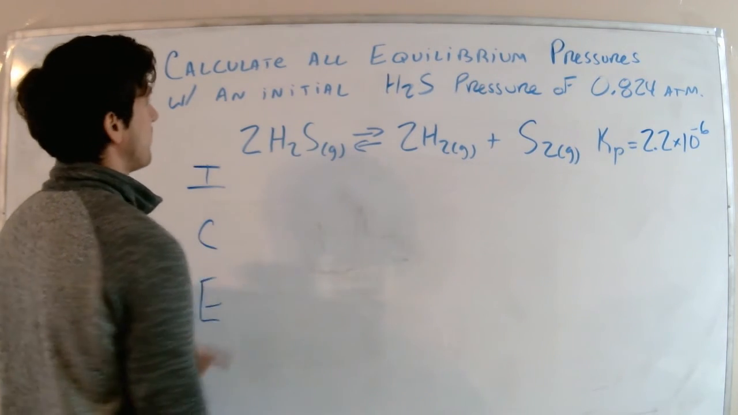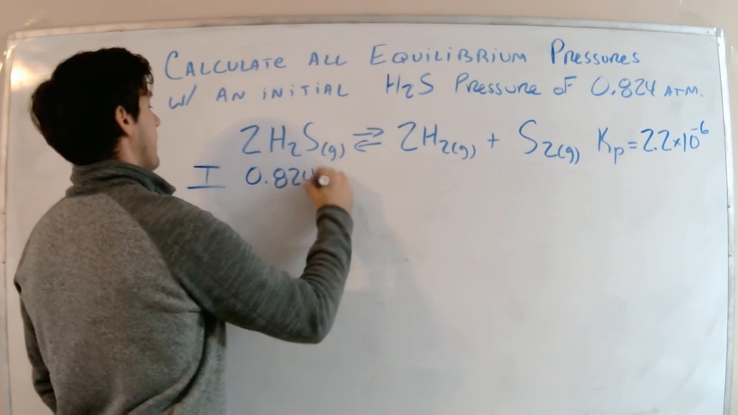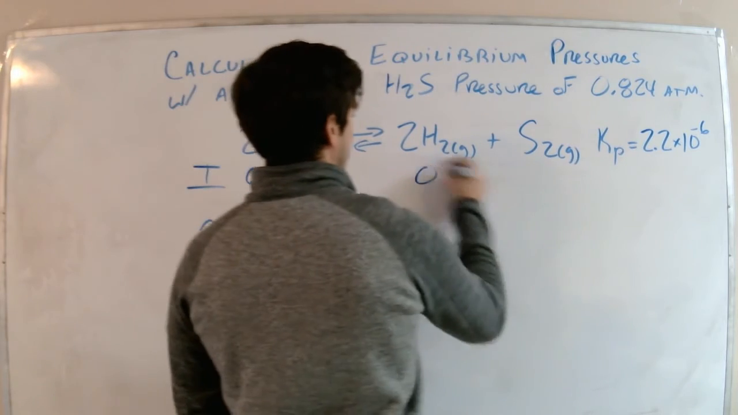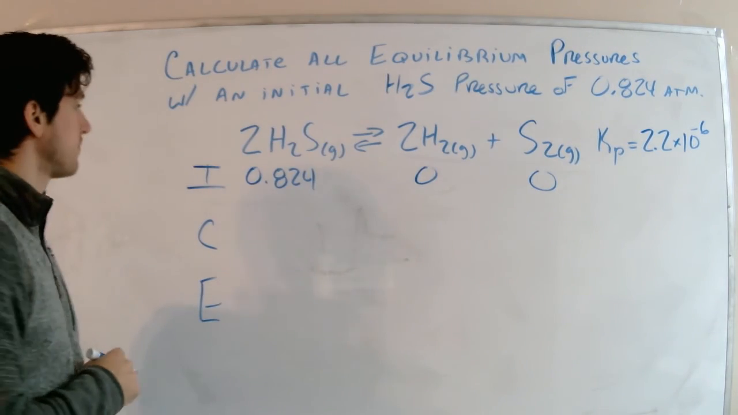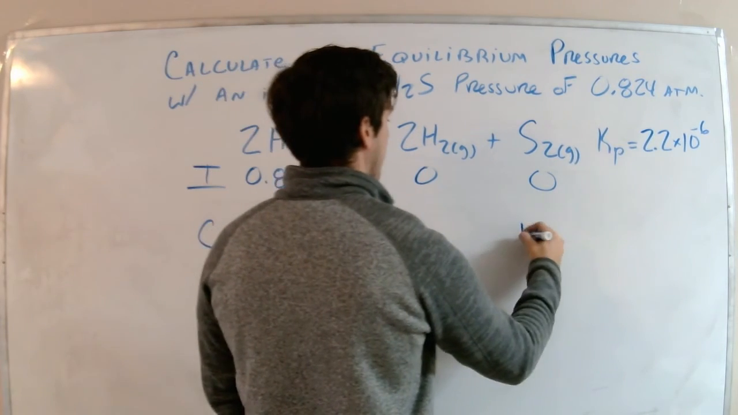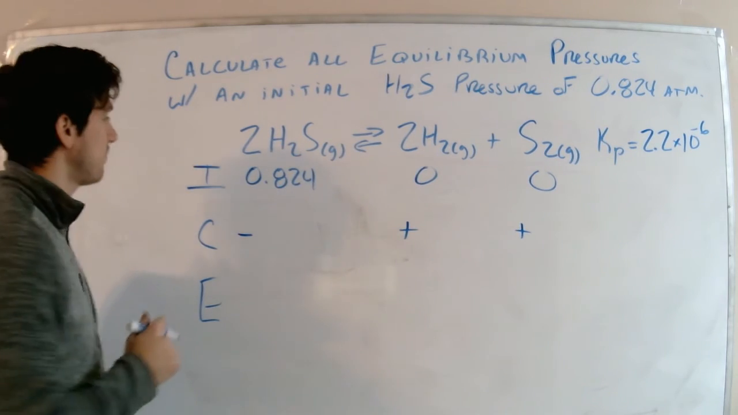So equilibrium, let's figure out what we got. We just got 0.824 atm, and then we can assume those other guys are 0 because they are products. We're assuming nothing was there at the beginning. Change: negative for our reactants, positive for our products. I'm going to make sure all these are gases or aqueous. They are good, so I can include all of them.